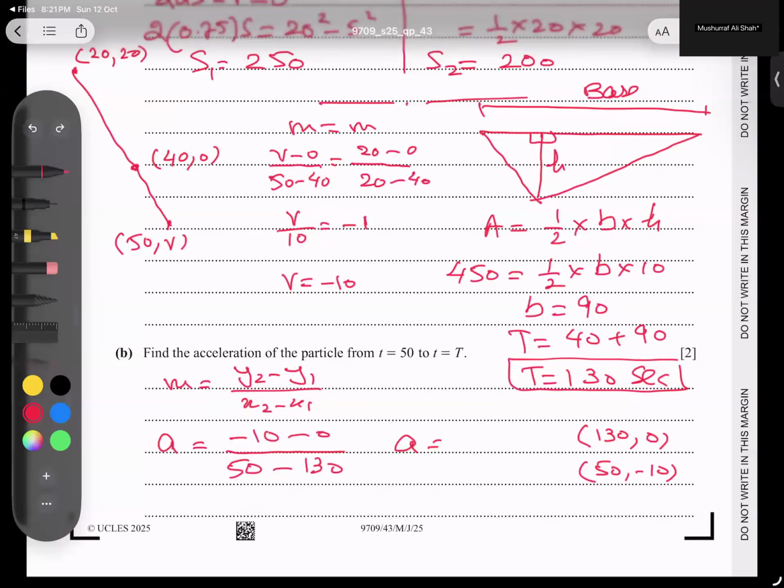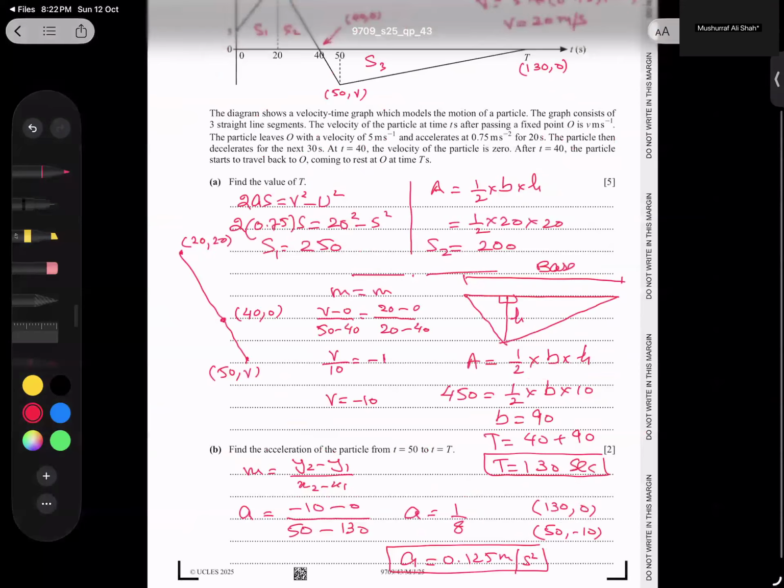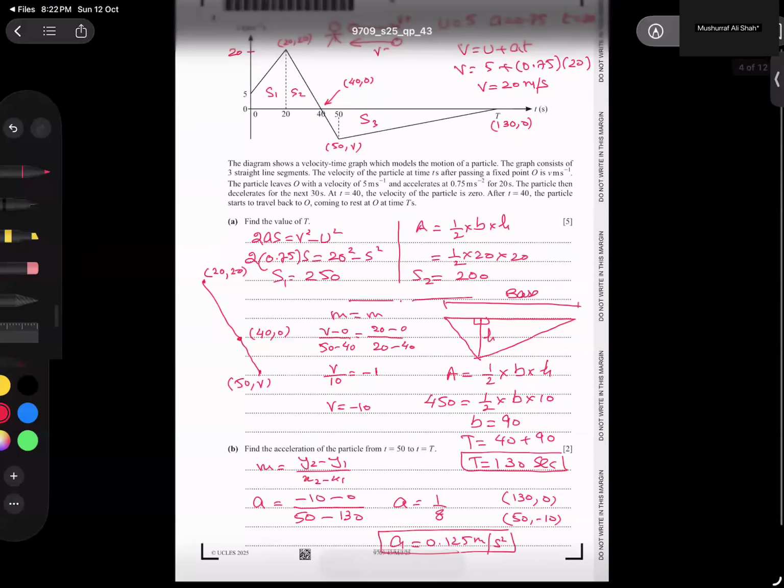So once again, I check in the calculator. Negative 10 divided by 50 minus 130. And the answer turns out to be negative 1 over 8. Negative, negative, positive, so we got a positive 1 over 8, or I can say 0.125 meters per second squared. Because it is a positive gradient, you can see, and the question is completely over.